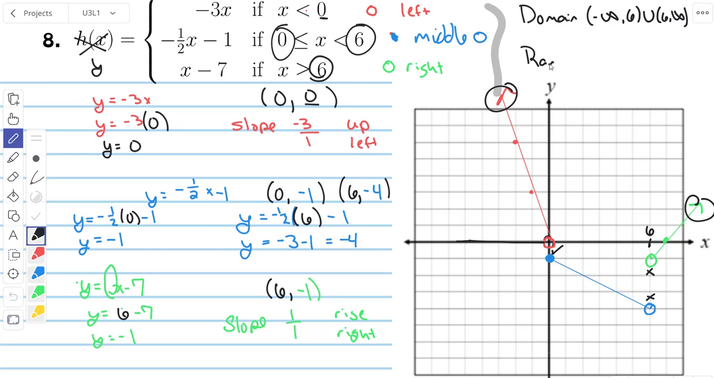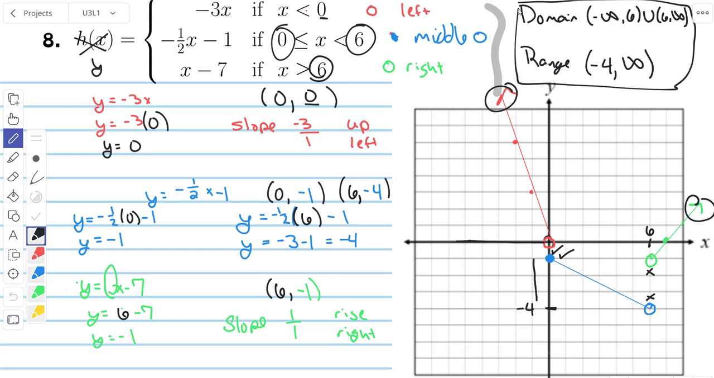Now let's do range. When I look at my lowest value I go to is -4. I can't be there, but I'm going to keep going up. Well, here, I've got that one covered, and then I keep going and that goes up to positive infinity. So that's my domain and range for this last question.